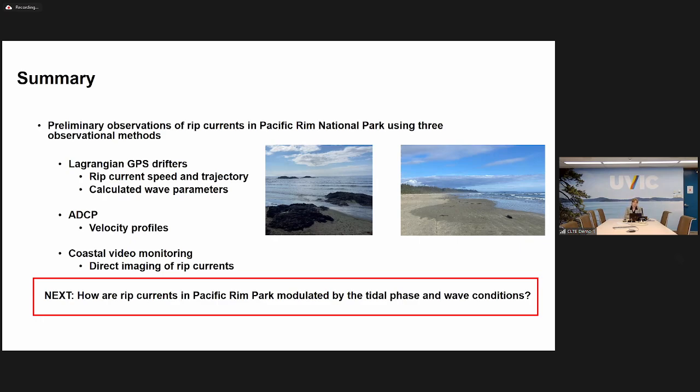And from there, we can determine when exactly we are seeing rip currents in this video frame and what's going on with the tide and the wave field during that time. And so the next step for this research is to continue the work being done and get a more clear idea of how exactly rip currents in Pacific Rim National Park are being modulated by the tidal phase and wave field. So thank you very much.